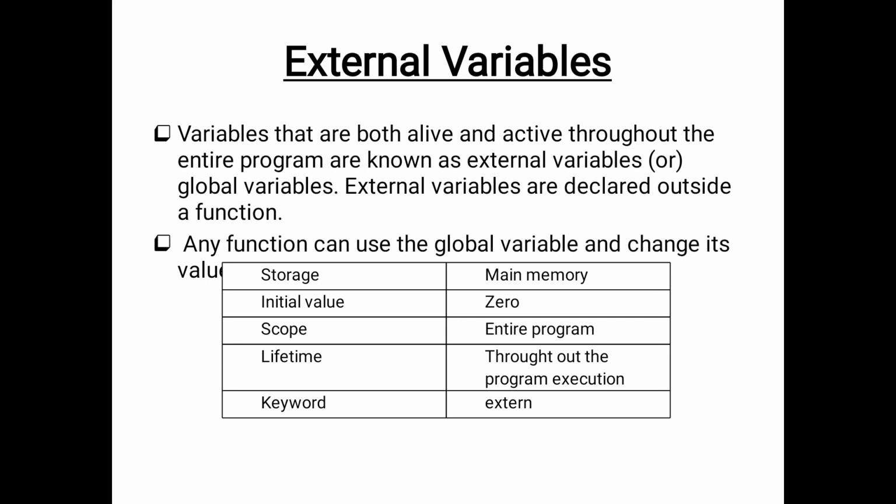What is the scope of the variable? Because external is nothing but a global variable, its scope belongs to the entire program. In the previous classes, that is auto, static and register, the scope belongs to the particular block only. The lifetime here is also throughout the program execution. The keyword we have to use in order to declare an external variable is extern.